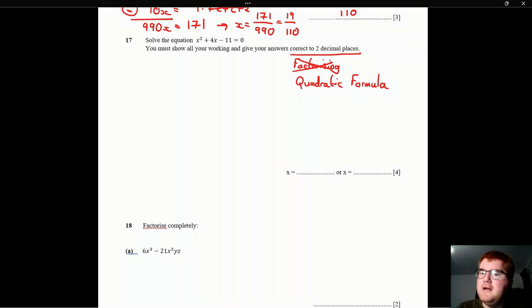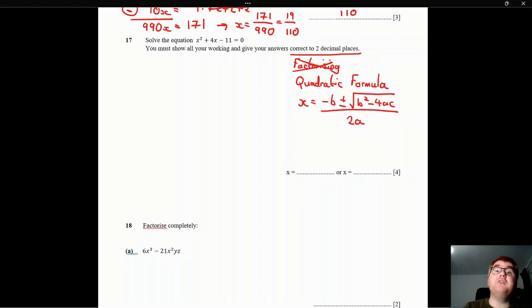So the quadratic formula is x equals minus b plus or minus the square root of b squared minus 4ac, all over 2a. How does it actually fit with the quadratic we have here? Well, we have a 1x squared, a plus 4 and a minus 11. So if I write this out here, the a represents the number in front of the x squared, the b represents the number in front of the x, and c is our constant term, the minus 11. So we pop this into our formula.